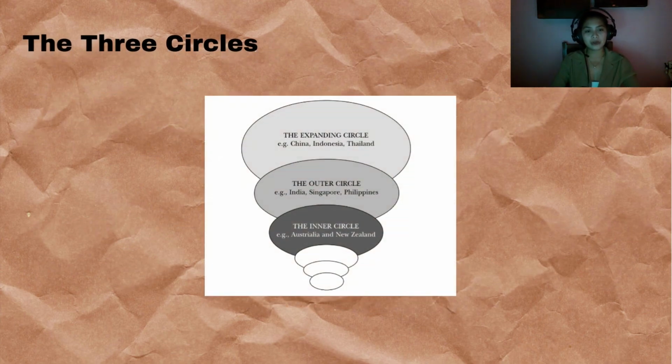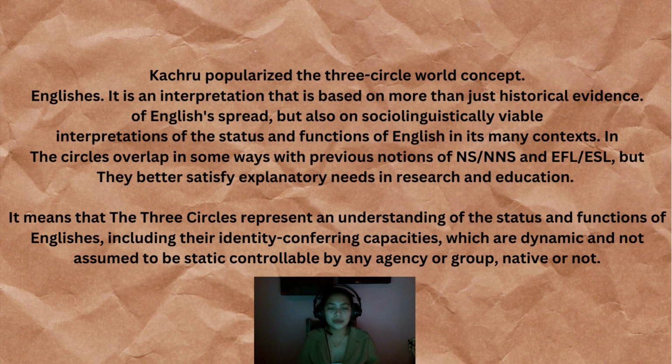So these are the three circles, which are the inner circle, the outer circle, and the expanding circle. The three circles, popularized by Kachru, are an interpretation that is based on more than just historical evidence of English spread, but also on sociolinguistic variables. It is an interpretation of the status and functions of English in its many contexts. The circles overlap in some ways with previous notions of native speaker, non-native speaker, English as a foreign language, and English as a second language, but they better satisfy explanatory needs in research and education.